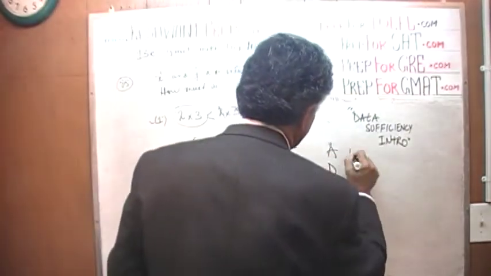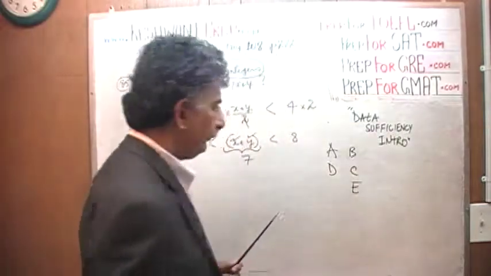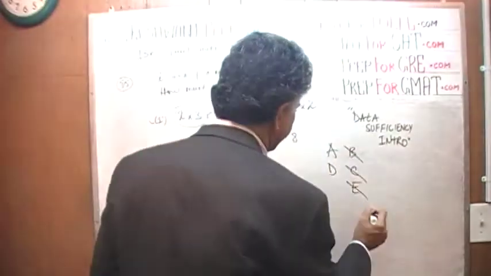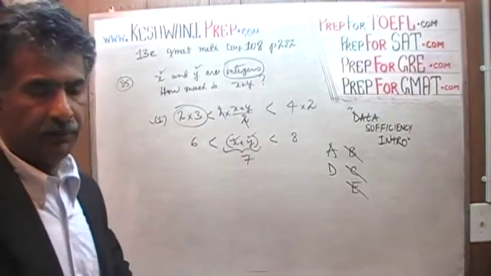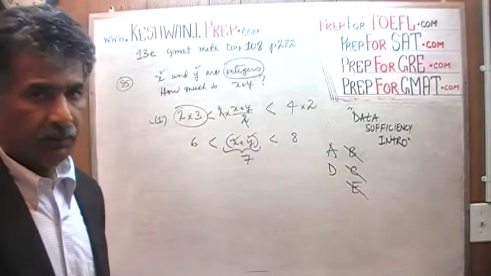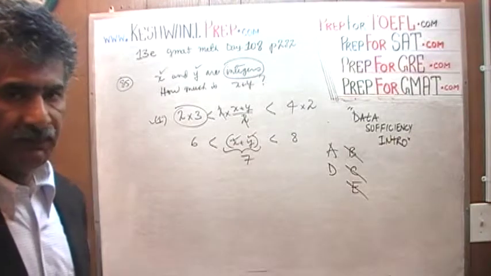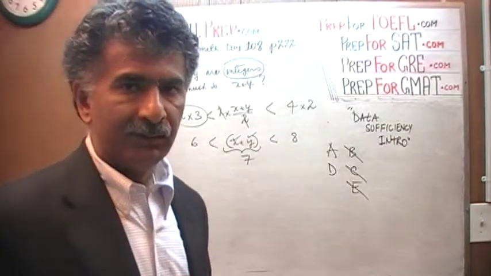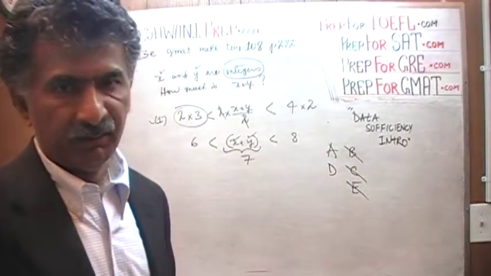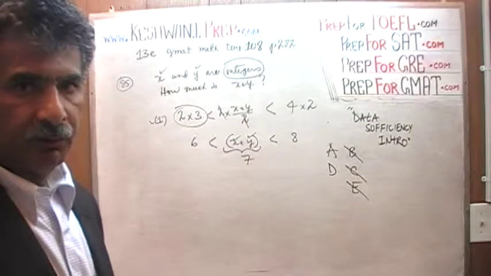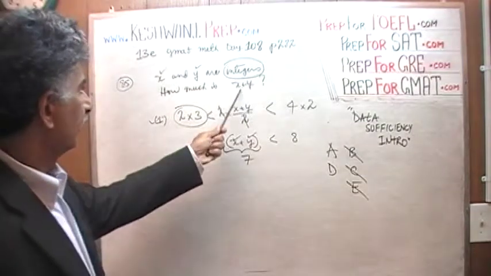A, D, B, C, E. Since the first statement by itself works, the answer cannot be B, C, or E. It would have to be either A or D. We are not interested in figuring out the individual values. If they were asking us what x is and what y is, the answer would be that there is no way to figure it out. But we are only interested in their sum. The question is, what is their sum?